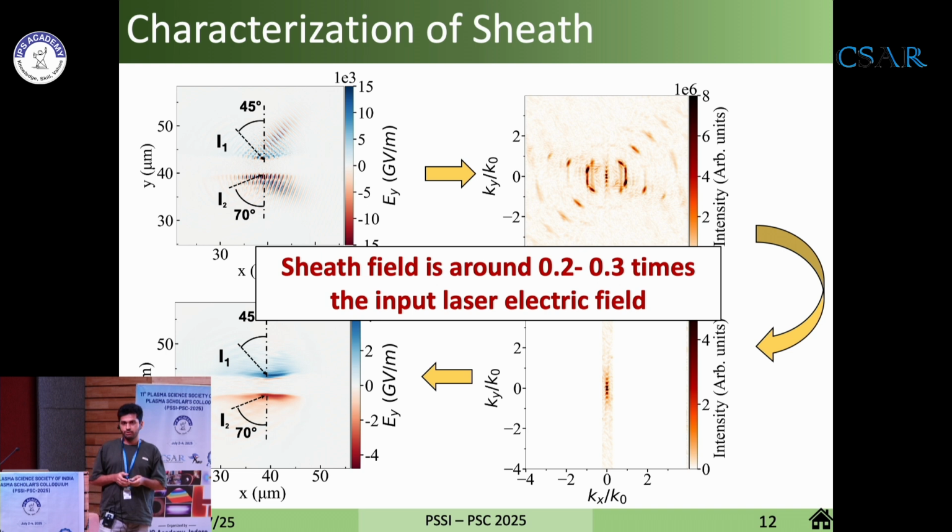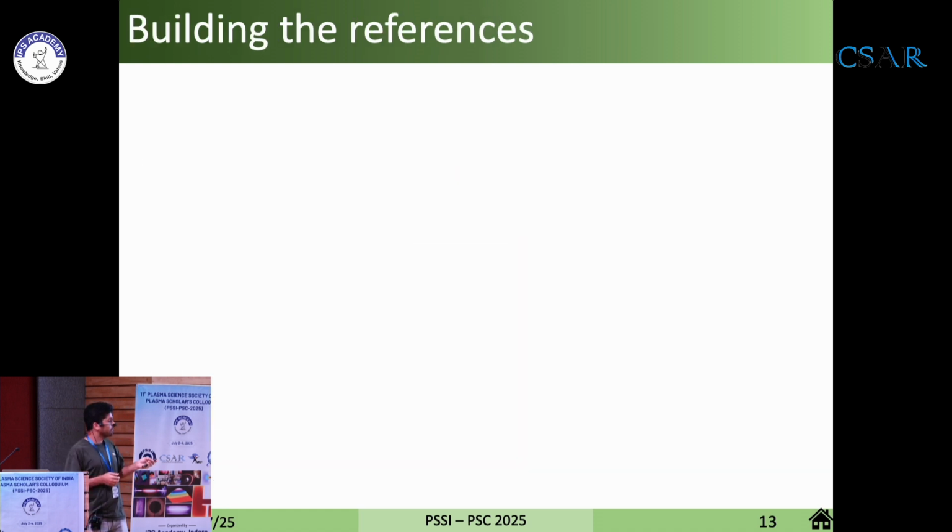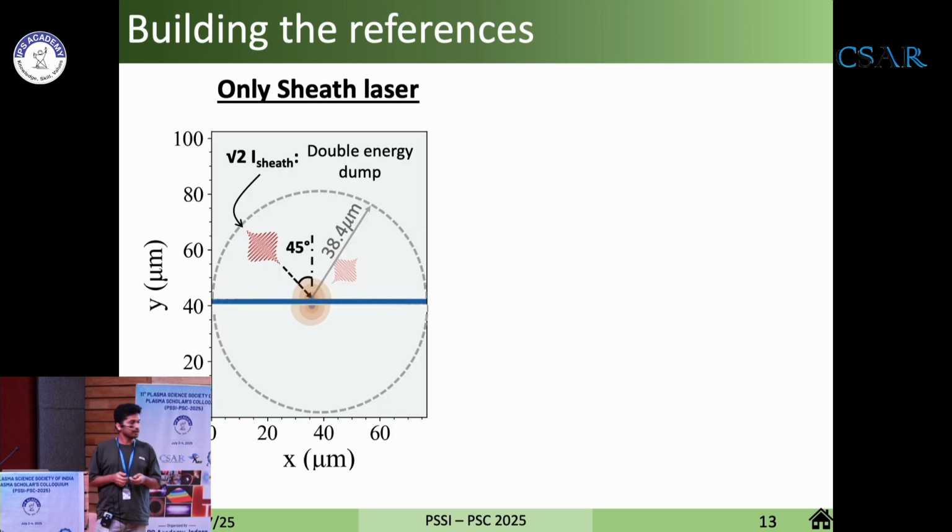So now that we know the sheath field, let's talk about the electron distribution and the spectrum which comes out. Before that, I will talk about building the references. We don't know what energy range we are talking about. So let's have the system where we have just one laser at the top. The A0 I've taken is √2 times, because I want to dump double the energy, because eventually I will split it up into 2 lasers.